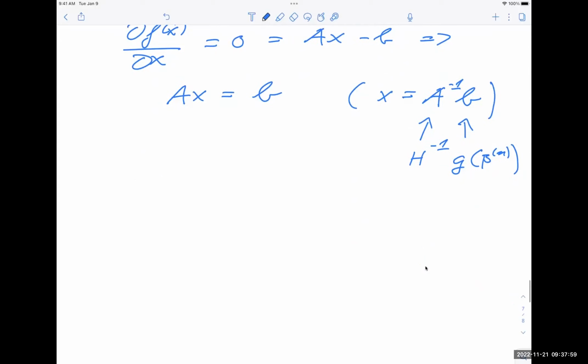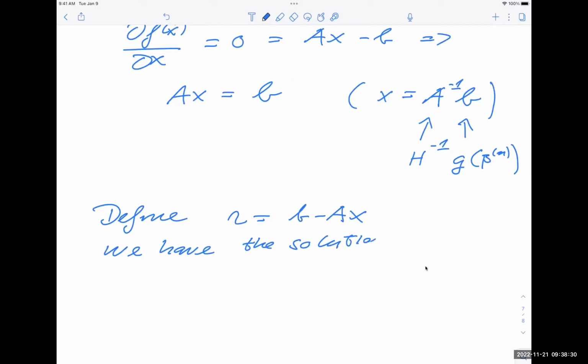So the standard way to solve this type of equations, and this leads to the steepest descent method, which is a stepping stone towards the full gradient descent, is to define a residual R, which is now given by b minus A times x. And we are going to solve these equations iteratively. So we don't want to invert the matrix. We have the solution when this residual R is equal to 0.